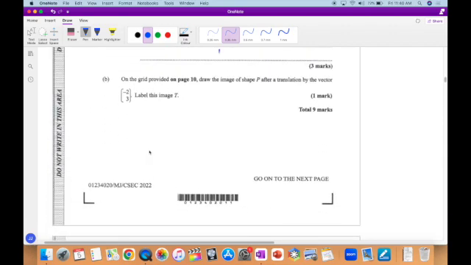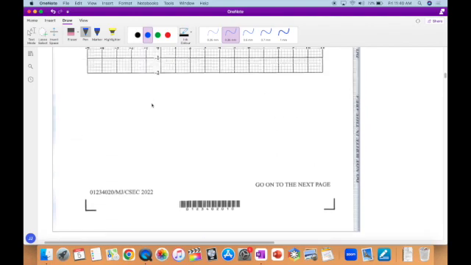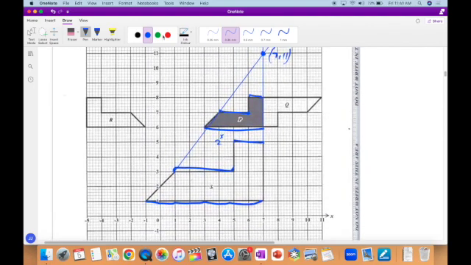On the grid provided on page 10, draw the image of shape P after a translation by the vector -2, 3, right? So let's see. We want to take P and translate it by -2, 3. So that means that -2 means that this point will be going 1, 2. So that point will be there. And then 3 means we'll be going up 1, 2, 3.